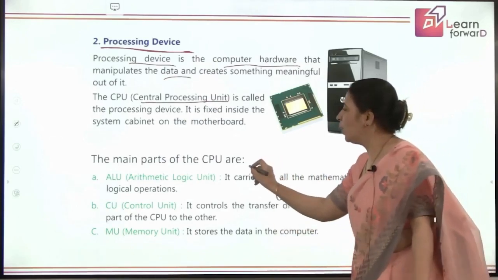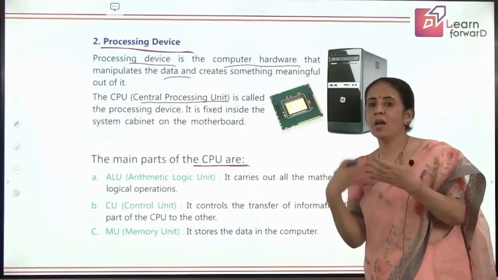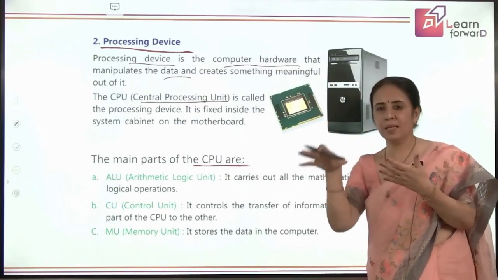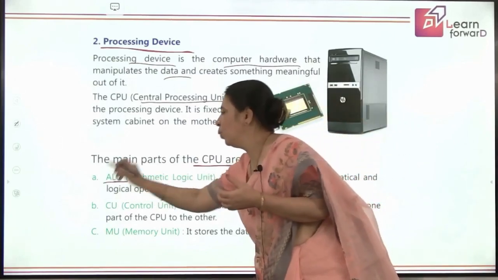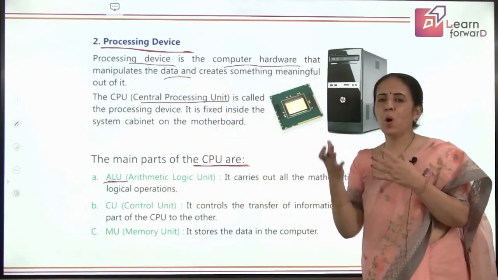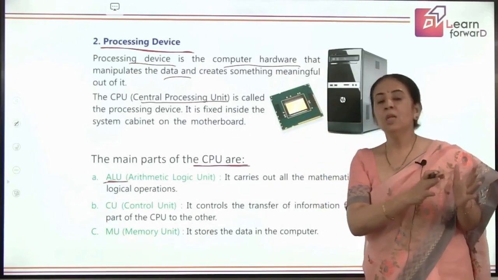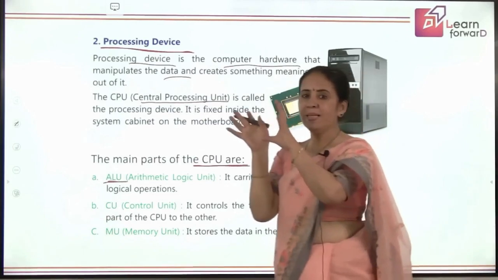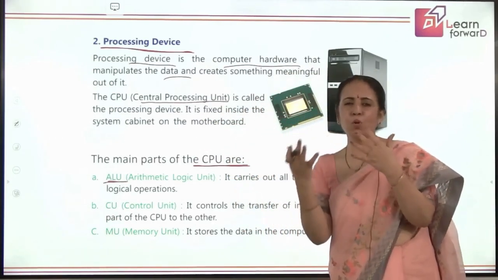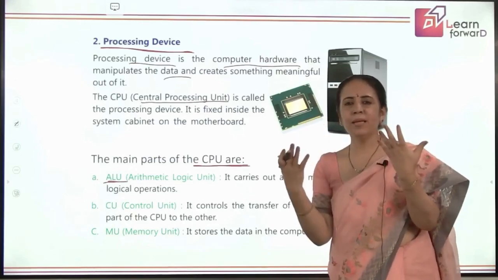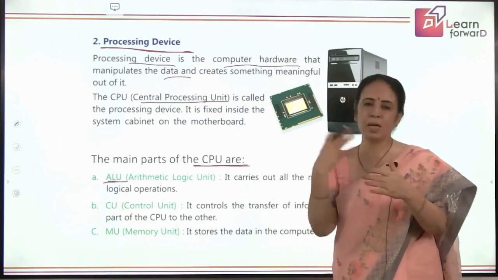Now we are going to see what are the main parts which actually exist inside the CPU. We first go to ALU. ALU stands for Arithmetical and Logical Unit. Arithmetic means all mathematical calculations. And when you talk about logical, logical means which helps you to give a decision, think, yes, no, that sort of thing.